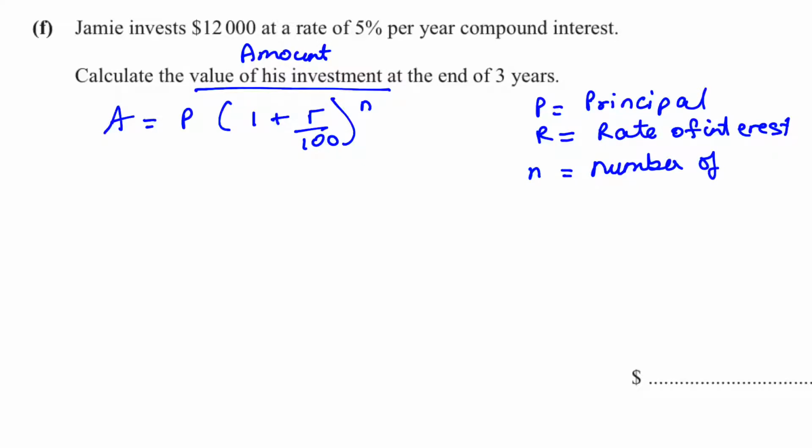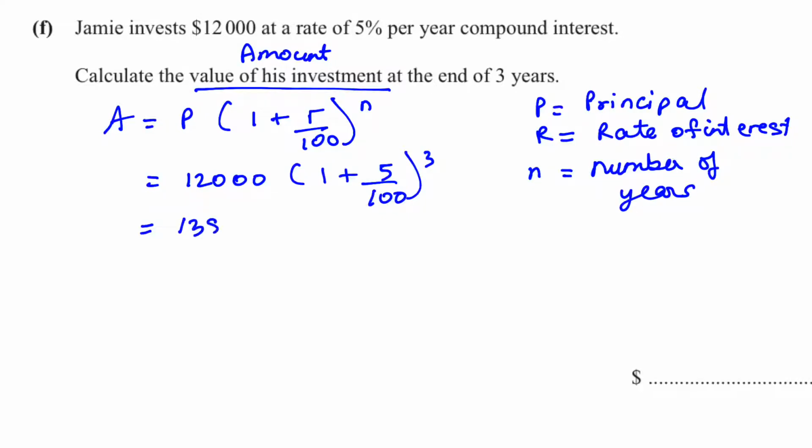So it's a very easy question. You just have to put everything in. Principal is 12,000, 1 plus 5 over 100 to the power of 3. And when you put this in the calculator, you will get 13,891.5. Put a 0 because to round it and make it into cents.